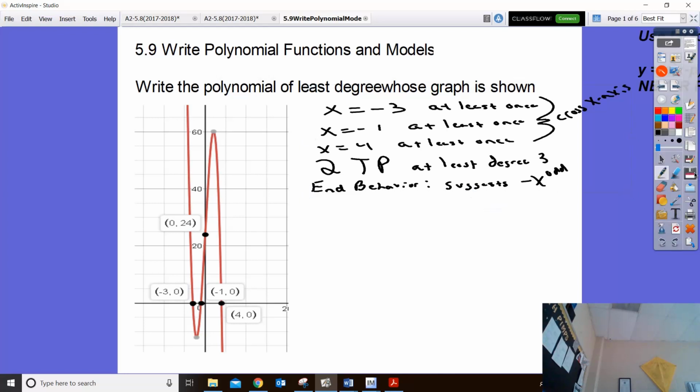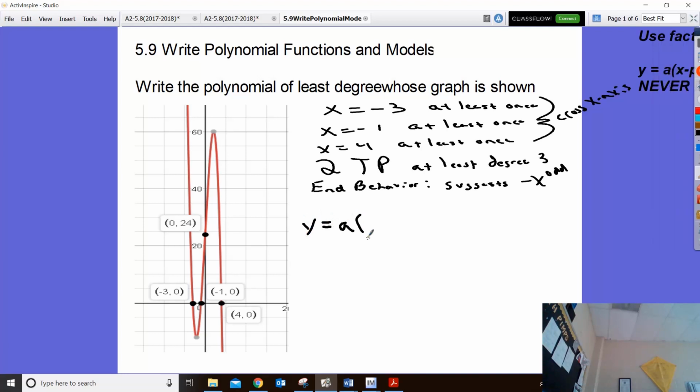Now, I'm going to do my setup here. My polynomial will be y equals a times, what happens to these zeros when we put them in? x plus 3, x plus 1, and the last factor is x minus 4. Now, turning point theorem told me I was at least degree 3. Have I written a third degree polynomial up there? Yes, because I wrote out 3 factors. Okay, so that's fine. End behavior told me that the value of a is going to be negative, didn't it?